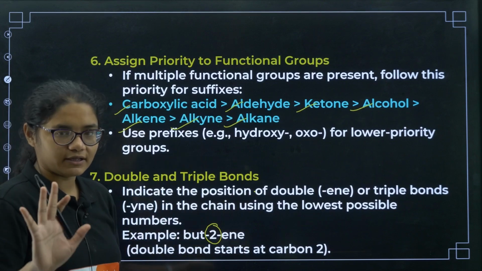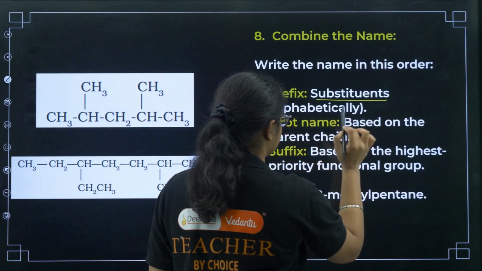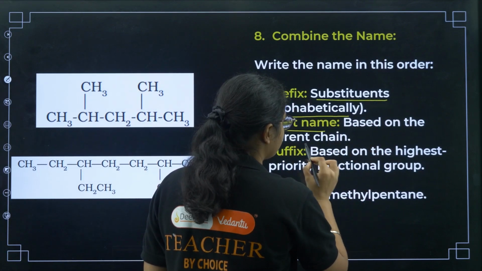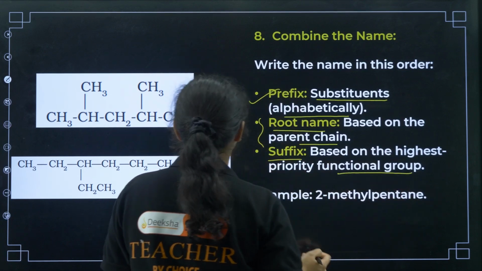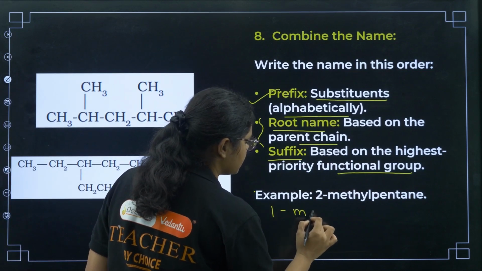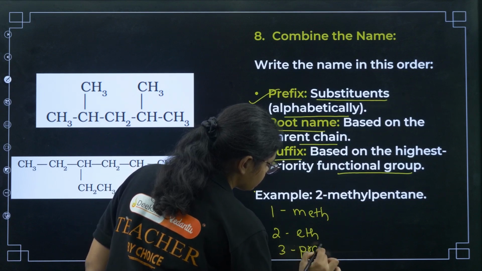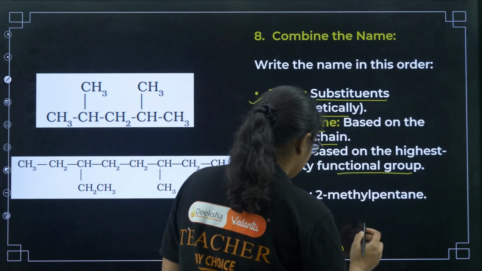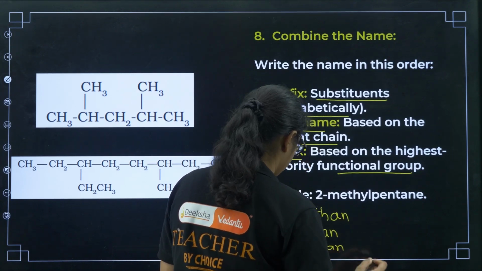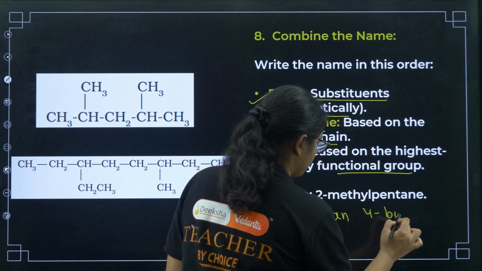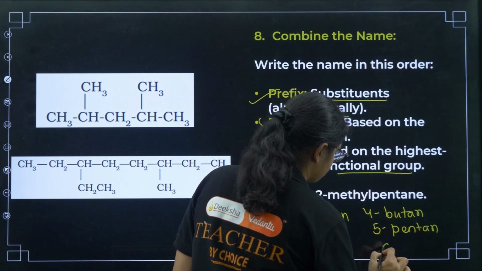These rules will all be clear once we solve examples. So these are 2 examples I have given you. Remember, the prefix should be the substituent's name in alphabetical order, then the root name based on the parent chain, and the suffix based on the functional group. For the root name, you should remember: if 1 carbon is there, the root is meth. For 2 carbons the root is eth. For 3 carbons it is prop. Then you have methane, ethane, like this. Next, for 4 carbons you have butane. For 5 carbons it is pentane. For 6 carbons it is hexane.